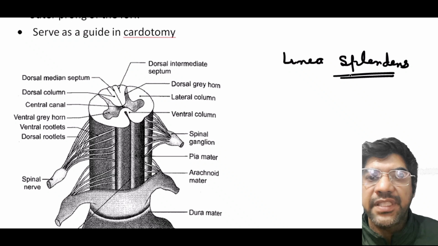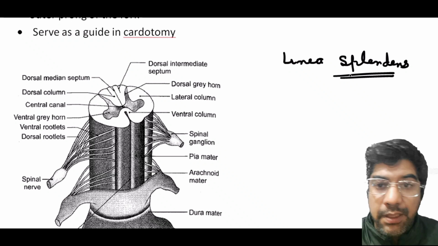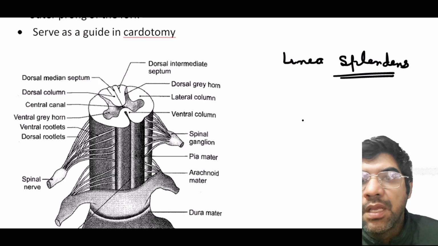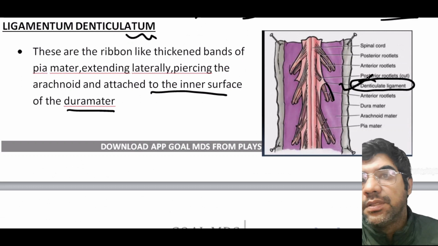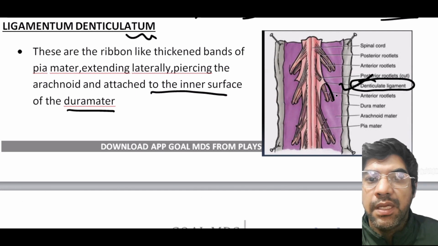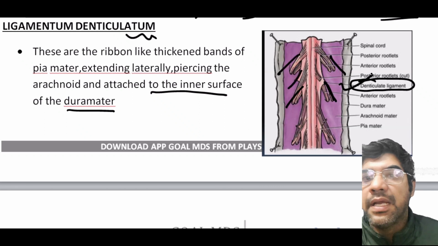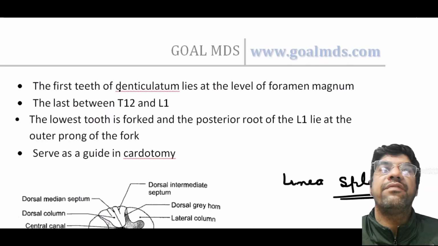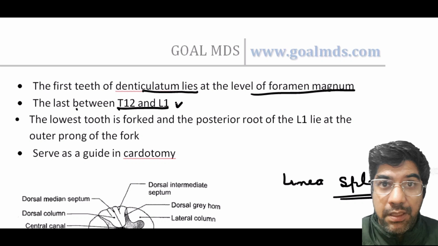So the anterior median fissure is a groove on the frontal surface of the spinal cord. The thickening of pia mater in this location forms a glistening band. The other is the ligamentum denticulatum, a narrow vertical ridge between the ventral and dorsal nerve roots that consists of tooth-like processes. So these tooth-like processes are the ligamentum denticulatum. The first tooth of the denticulatum lies at the level of the foramen magnum, the last between T12 and L1.